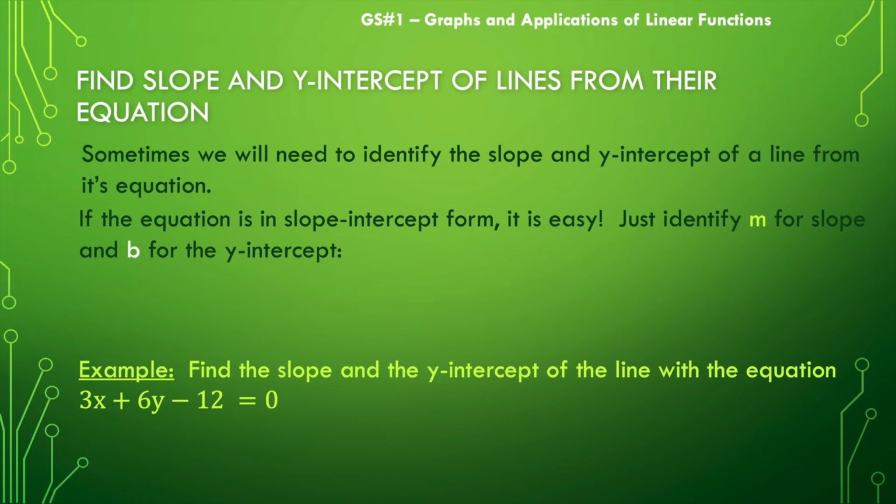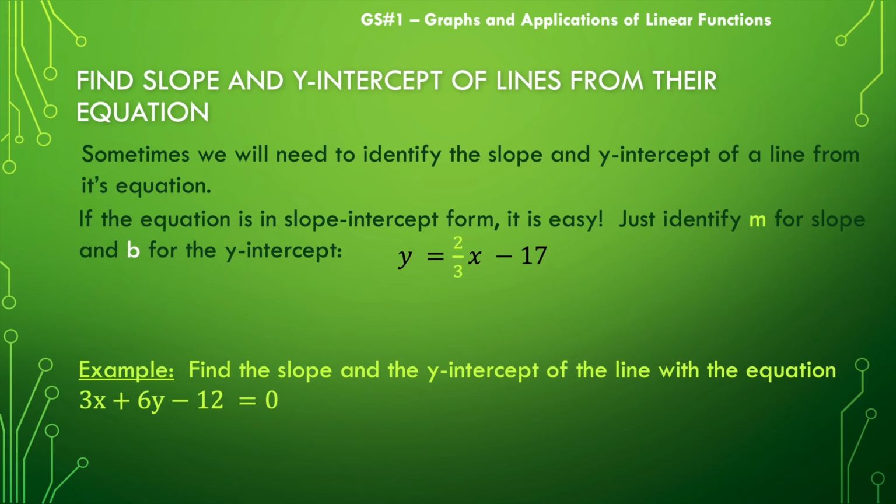Sometimes we will need to identify the slope and the y-intercept of a line from its equation. And we've done that before, right? We did that a minute ago. If the equation is in slope-intercept form, it's easy. All we have to do is identify what m is for the slope and what b is for the y-intercept. Here is an example of a line in slope-intercept form: y is equal to 2/3 x minus 17.